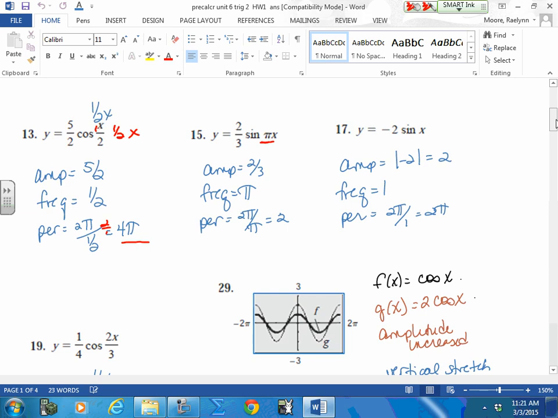Okay, this negative out in front, this is a reflection. It is not part of your amplitude. Your amplitude is always absolute value. It's always positive. So your amplitude is 2, your frequency is 1, that's your standard one. 1 curve in 2 pi. That's your period.